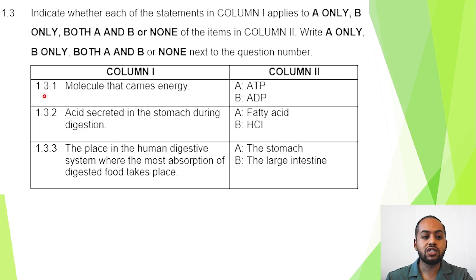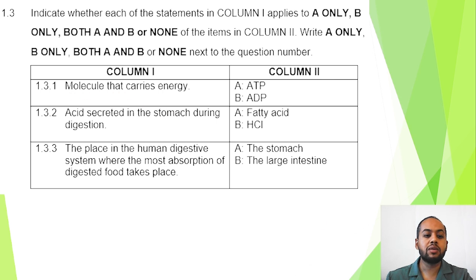So on your answer sheet, you will write 1.3.1 and you will only say A only, B only, both A and B, or none. You cannot simply put A, you cannot simply put B. Make sure that you are answering it as A only, B only, both A and B, or none.